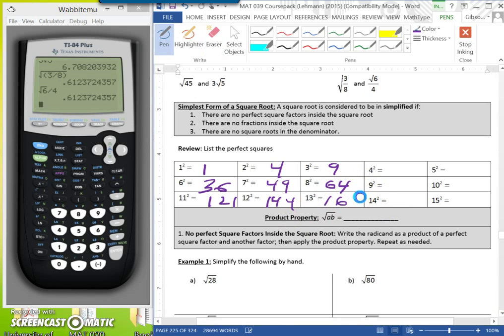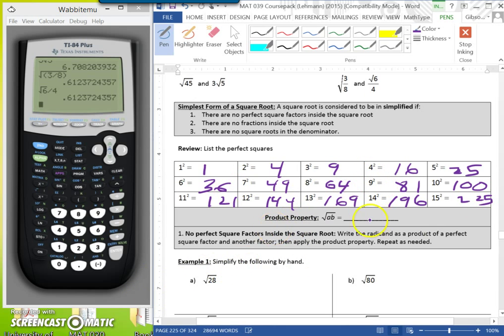13 squared is 169. 4 squared is 16. 9 squared is 81. 14 squared is 196. 5 squared is 25. 10 squared is 100. And 15 squared is 225.